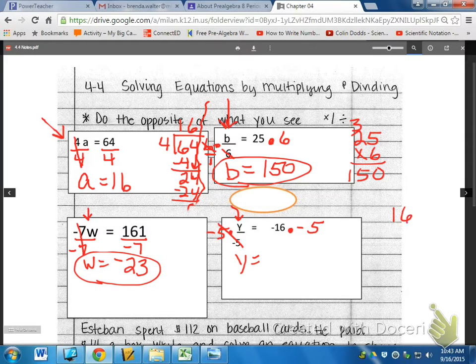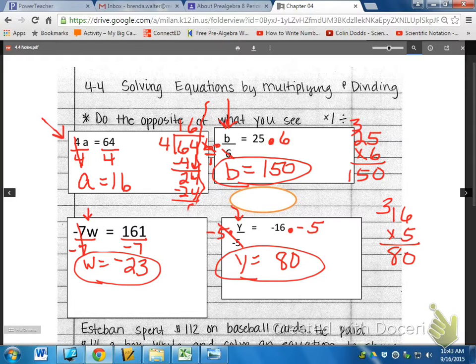So let's do that off to the side. What's 5 times 6? 30. And then 5 times 1 plus 3? 8. Okay, it's a negative 16 times a negative 5. So the signs are the same. What's the answer? Positive. So Y equals 80.